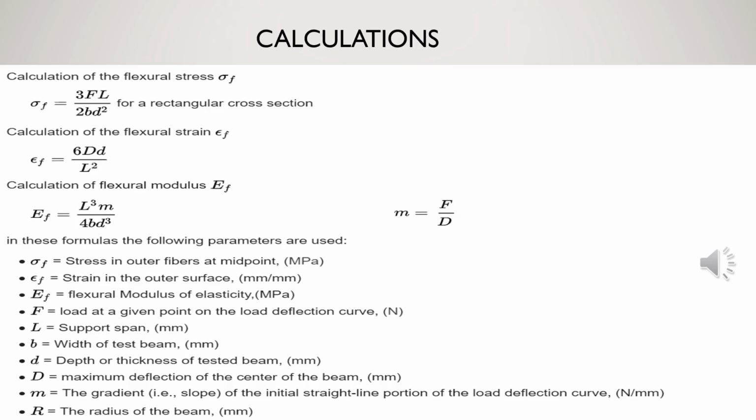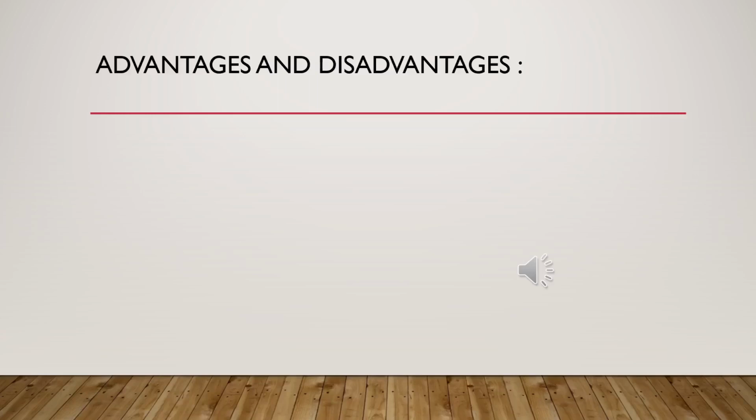B is the width of the test beam, and D is the depth or thickness of the specimen, and D is the maximum deflection of the center of the beam, and M is the gradient of the initial straight line portion of the load deflection curve, and R is the radius of the beam. The value of M is the slope of the initial straight line of the load deflection curve.